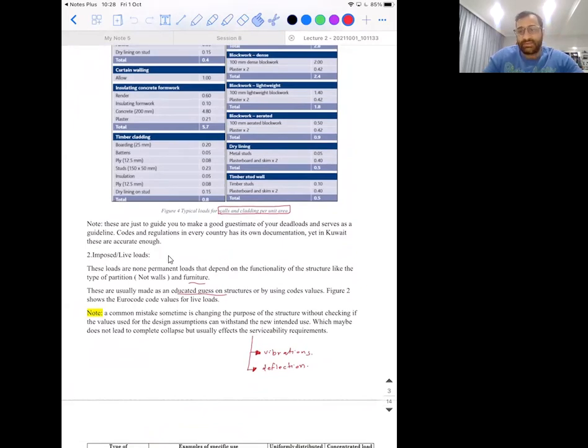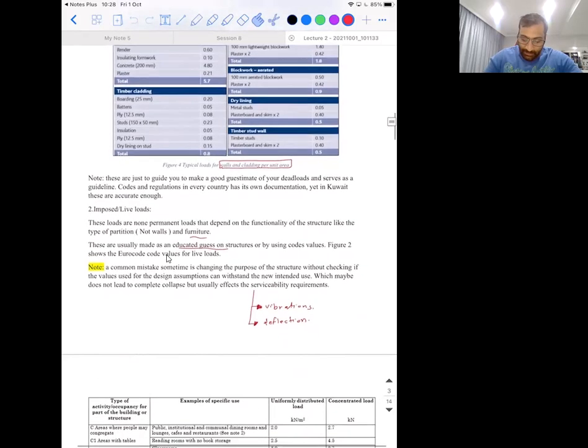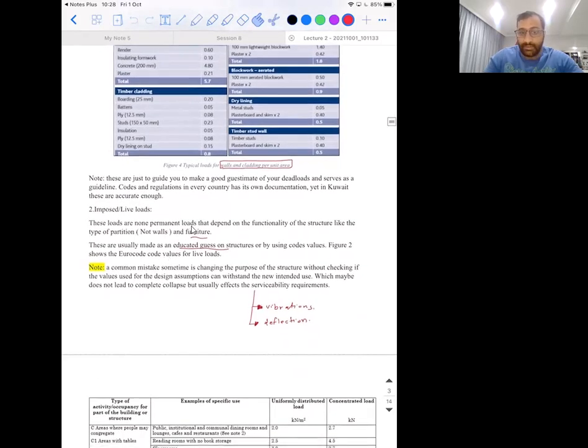Imposed live load. This is the second type of loading that we have. These loads are non-permanent loads that depend on the functionality of the structure, like the type of partition and furniture. هذا الأشياء تتغير في المبنى. الأثاث مثلا أنا غيرت مكان السرير من المكان الفلاني للمكان الثاني. It should be included in live load.